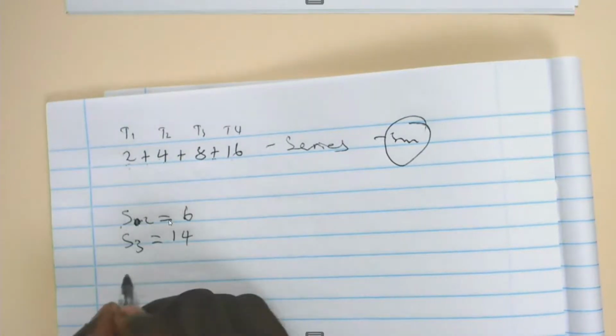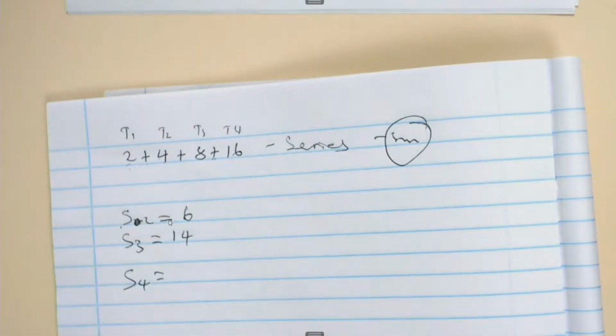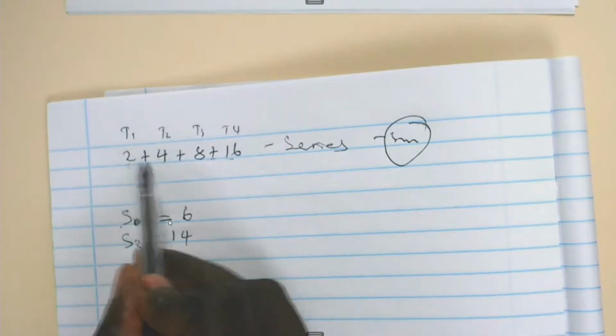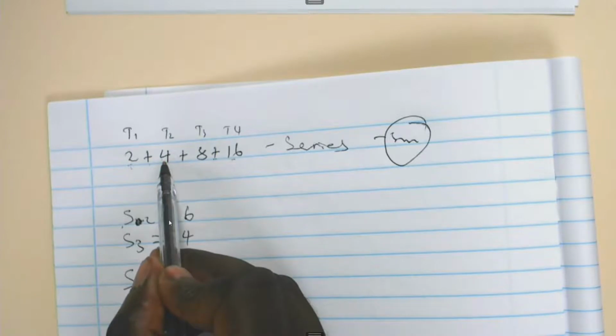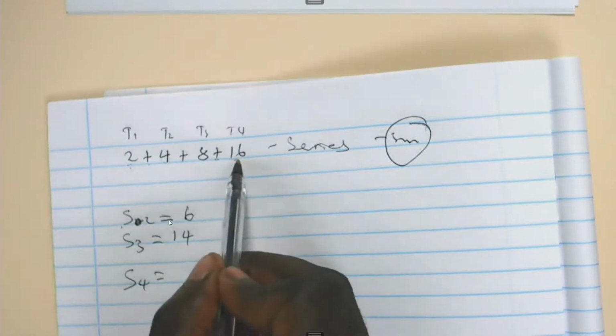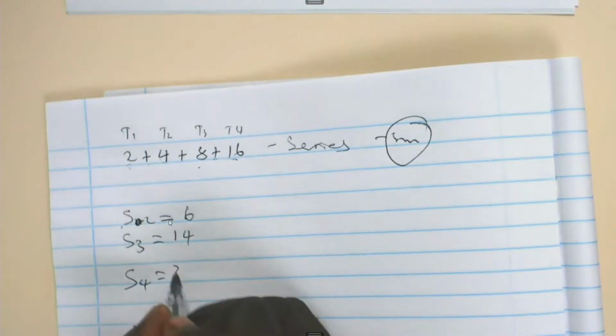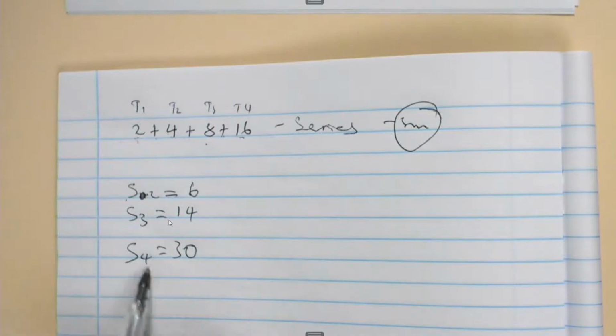And then we can also have the sum of the first four terms, meaning that we add these four terms. 2 plus 4, 6, plus 16 plus 8. If we add them all, we are going to have 30. The sum of the first four terms there is 30. We can obtain this 30.